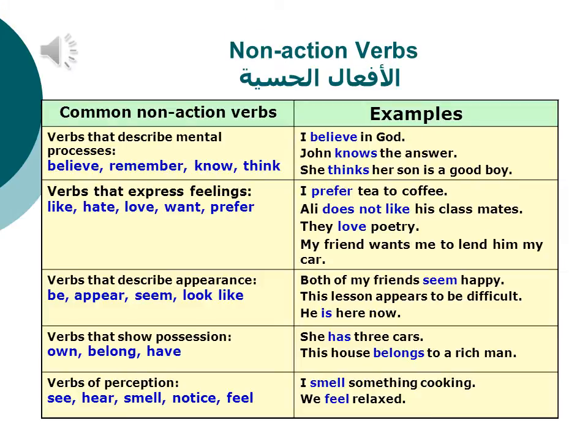There are verbs that describe appearance. Verbs like be, appear, seem, look like. Examples: both of my friends seem happy. This lesson appears to be difficult. He is here now. There are verbs that show possession. Verbs like own, belong, have. Examples: she has 3 cars. This house belongs to a rich man.